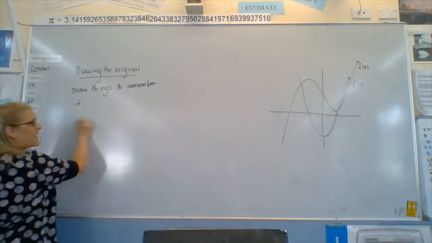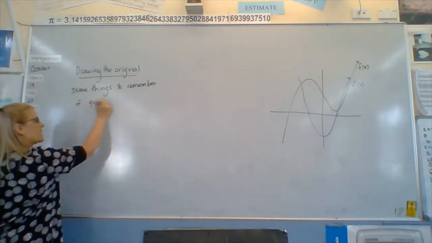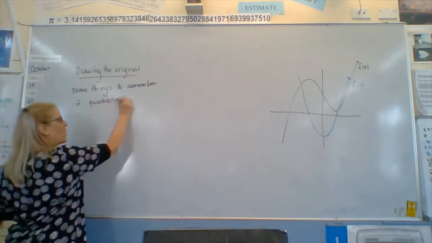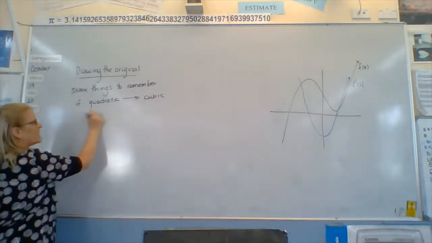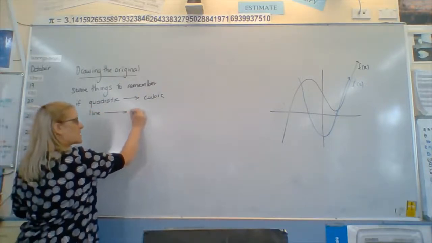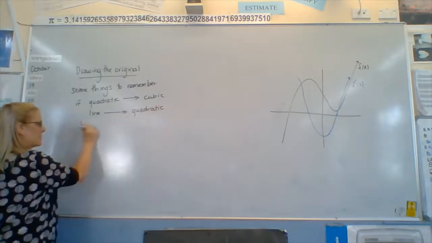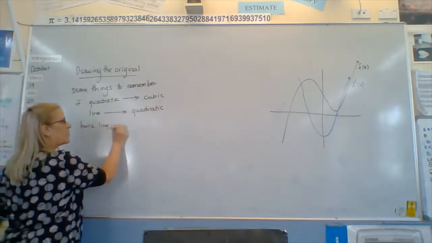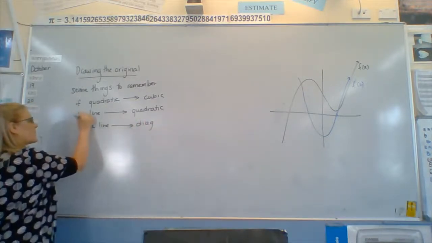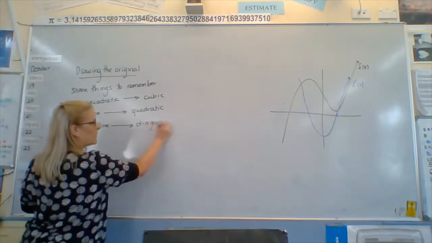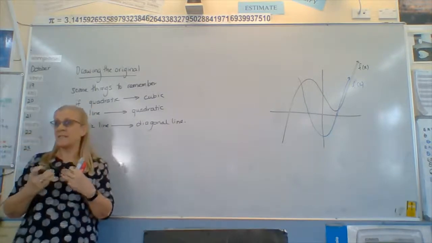If we've got a quadratic, it came from a cubic. If we've got a line, it came from a quadratic. If we have got a horizontal line, it came from a diagonal line, we're going to call it. So that's the first thing to realise. So we look at it and start to make some decisions.